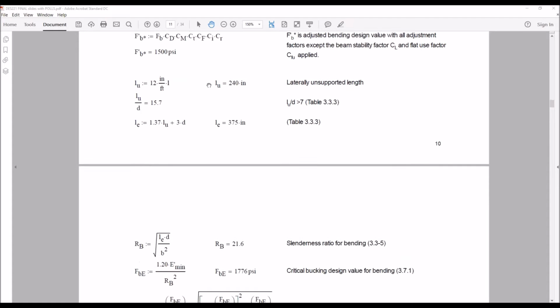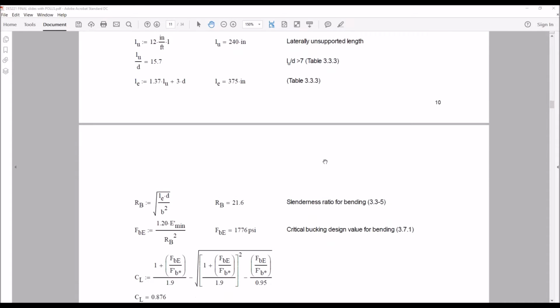go into table 3.3.3 and determine the effective length. That's based on not only the depth of the member, but also the laterally unsupported length. For us, that's the full length of the member, which is 20 feet or 240 inches. So that L sub U divided by D gives us a ratio, which we then use with table 3.3.3, which will provide us with the equation necessary to calculate the effective length, which we see is 375 inches.